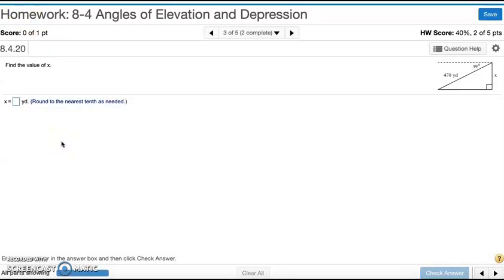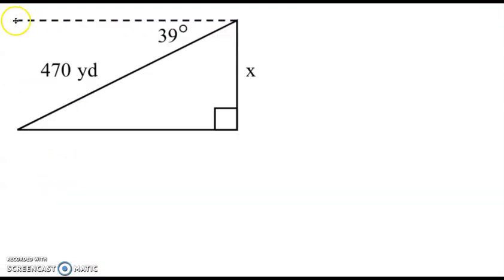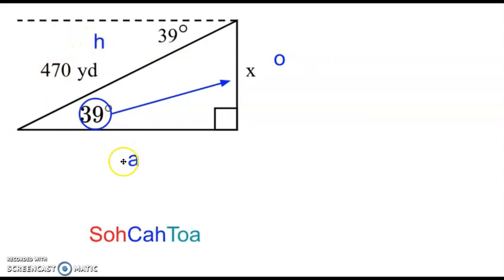Number 3, find the value of X. So this is parallel with this. And these two are alternate interior angles. So that means this is also 39. Now setting up the triangle. This is opposite, hypotenuse, and adjacent.